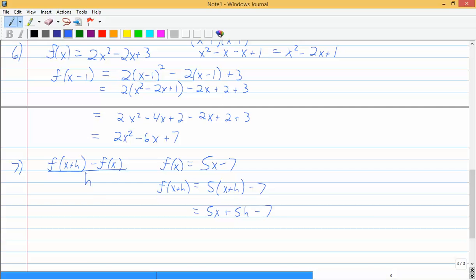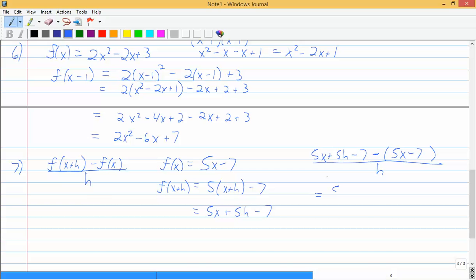Now that's just the first part of the formula. That's f of x plus h, and that's what I want to plug in right here in the formula. So I'm going to plug that in. That's going to be 5x plus 5h minus 7. And now look at the next part of the formula: minus f of x. So minus, and then I have to plug in my original function. My original function was 5x minus 7, and that's all over h.